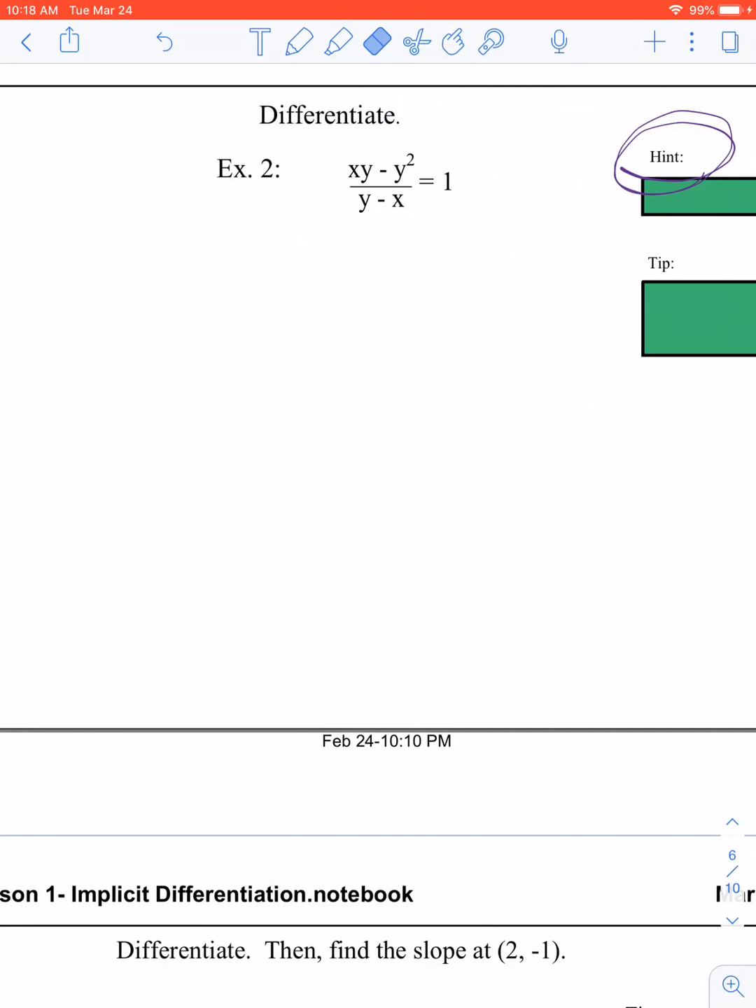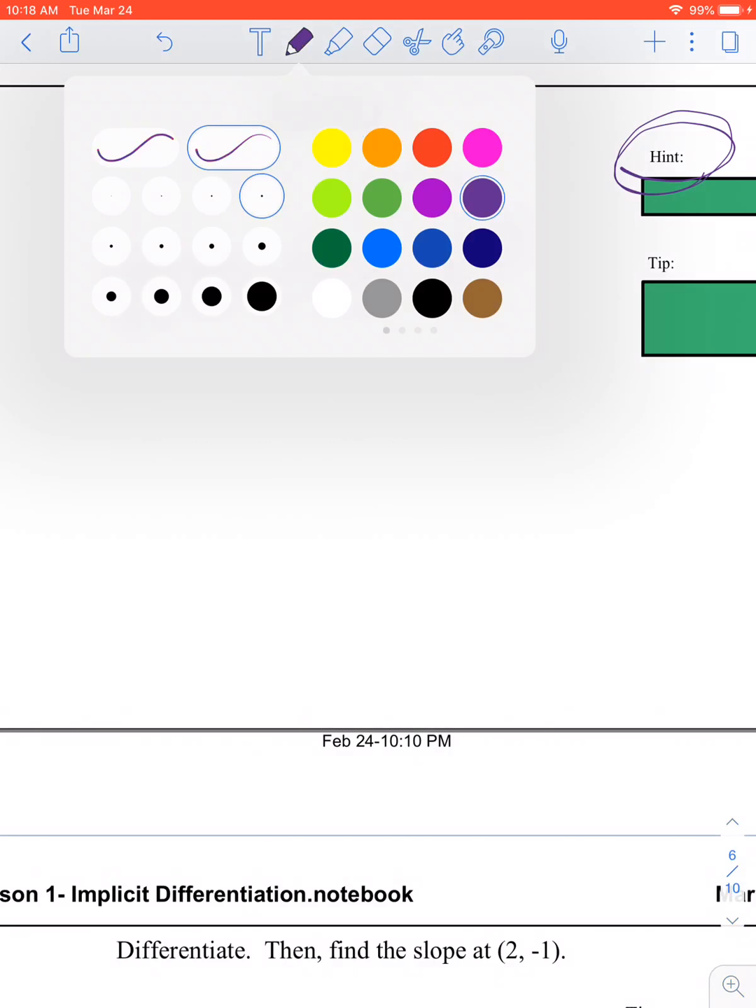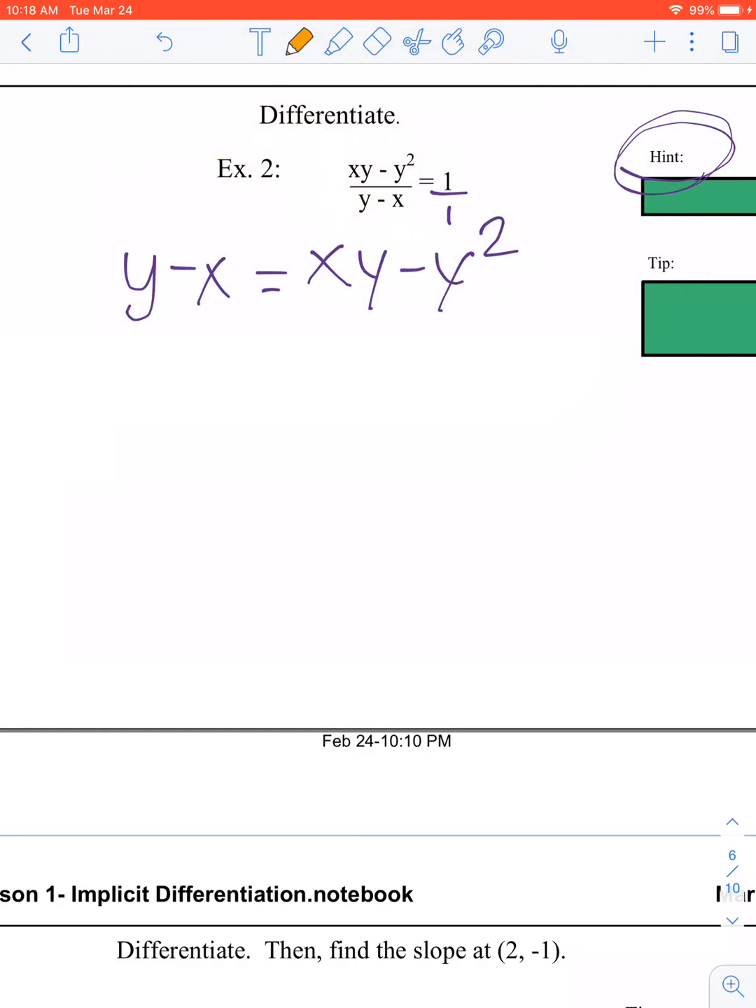So I can think of this as 1 over 1. So I will have y minus x equals xy minus y squared, just using cross products. Okay, so now we're going to do step 1. Step 1 is where we differentiate every term.